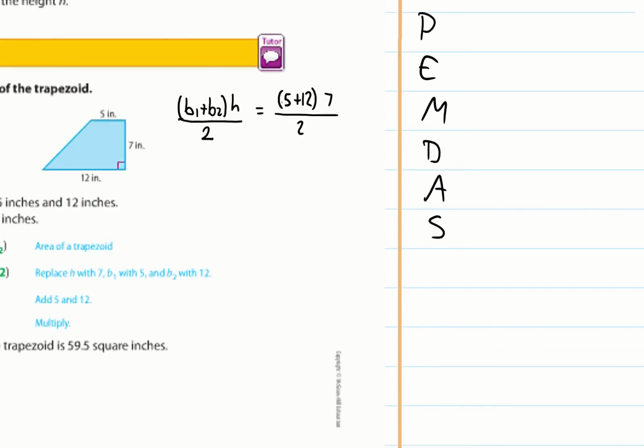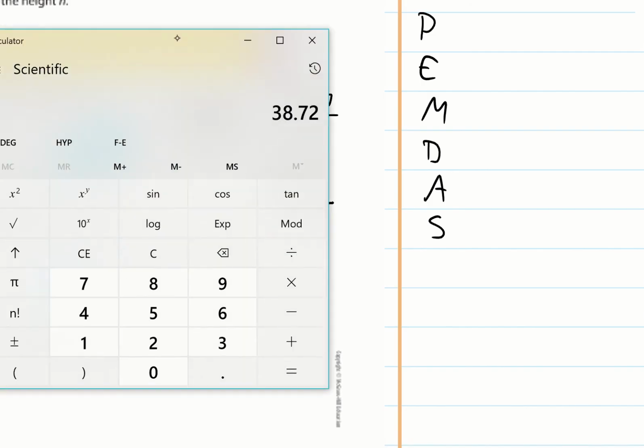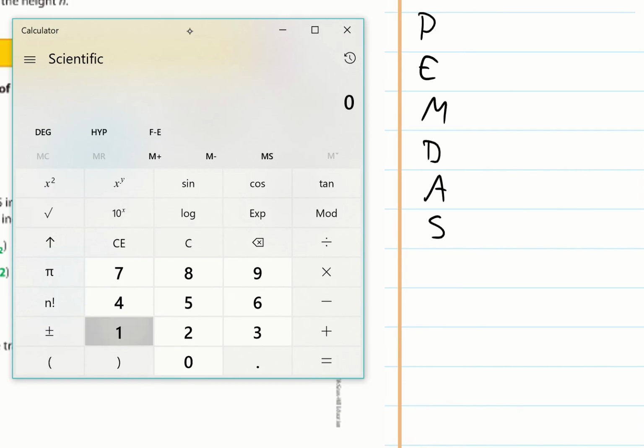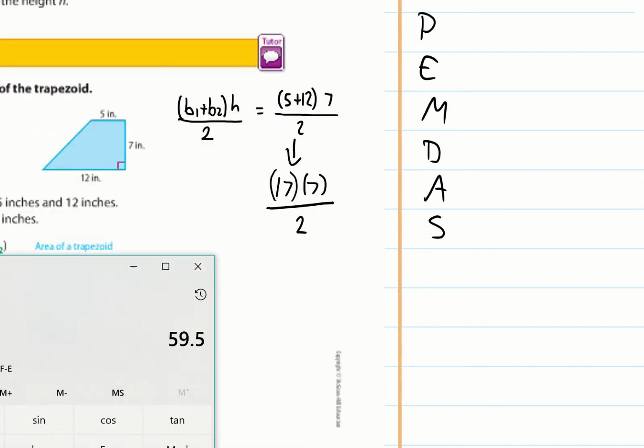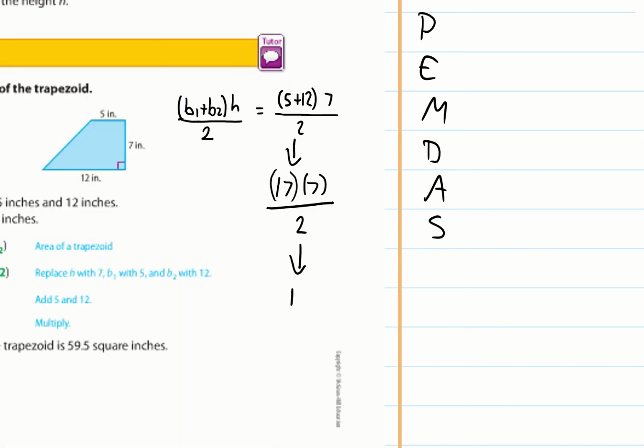So moving on, 5 plus 12 is going to equal 17. So we're going to have 17 times 7 divided by 2. So we have 17 times 7 equals 119. Divide that by 2, we're going to get 59 and a half. So that's going to equal 59 and a half inches squared.